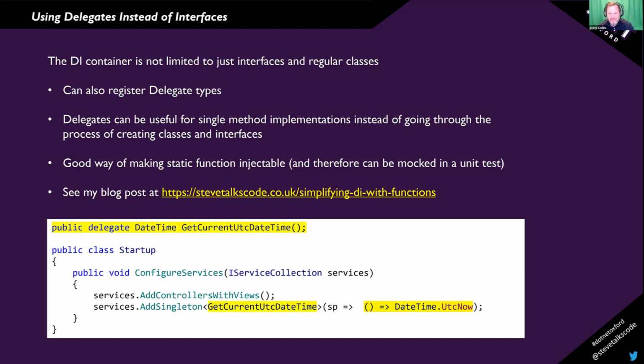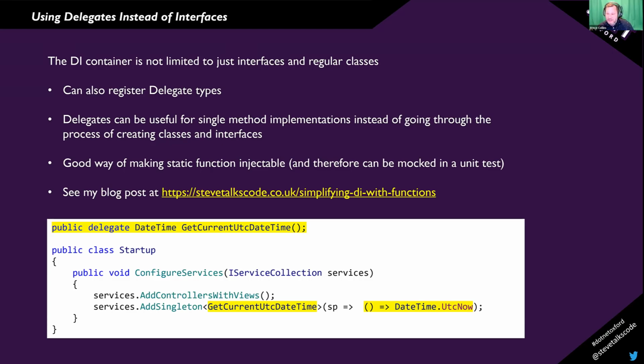But what we can do is, instead of going through the ceremony of creating an interface and creating a class, we could create a delegate function. So in this situation, I've got a delegate function called GetCurrentUtcDateTime. It doesn't take any parameters, but it returns a DateTime. And then in my services, I add a singleton, which is that delegate type. And inside, I just have an anonymous function that returns DateTime.UtcNow. So it's taken away all the ceremony of having an interface and a class to get the date time.